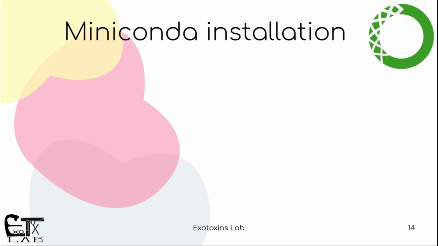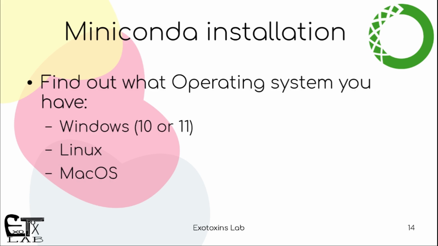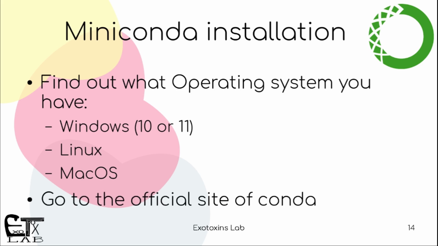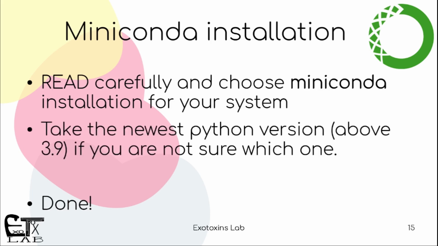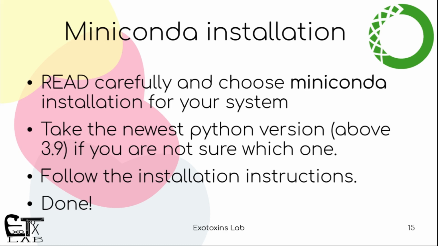To install it, the first thing that you have to do is find out which operating system you have on your computer. Do you have Windows, and if it's Windows, is it 10 or 11? Do you have Linux or macOS? Now, you go to the official site of Conda, read carefully, and choose the Miniconda installation for your system. Take the newest Python version. I recommend anything above 3.9. Follow the installation instructions, and then you're done.